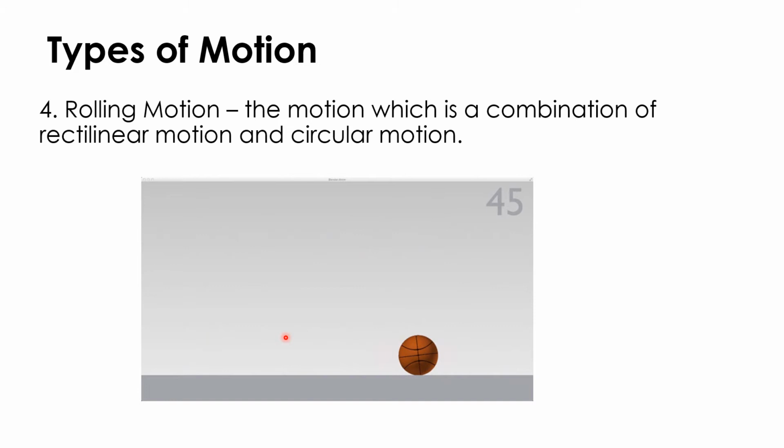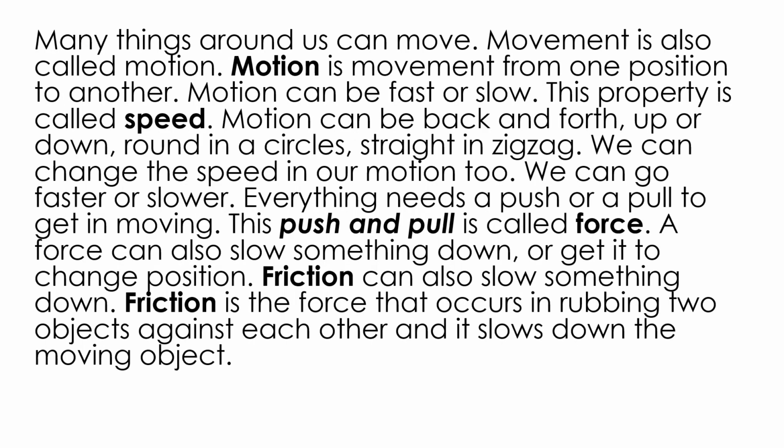So again, what are the types of motion? The first one is the rectilinear motion. The second one is the circular motion. And the third one is the periodic motion. And the last one is the rolling motion.